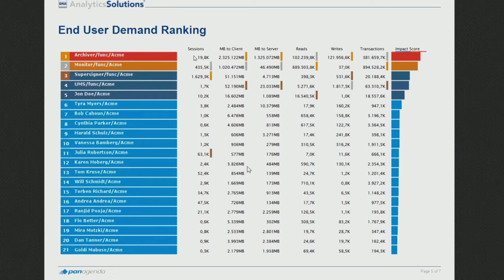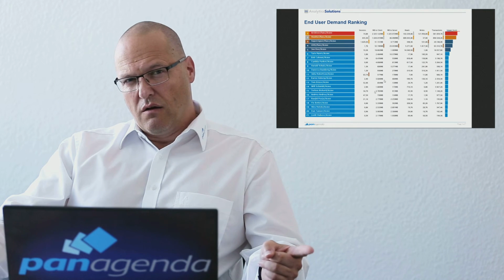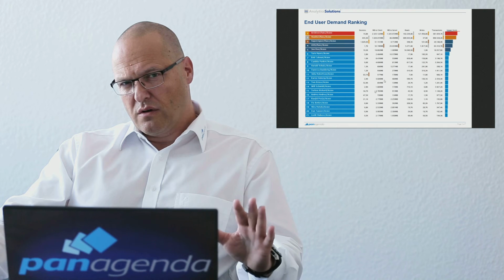So you see the 1, 2, 3, 4, 5, 6 columns where we find how many sessions a user had, how much volume the user downloaded to the client and uploaded to the server, and the count of reads, writes and transactions. And you see that this is pretty much showing the top users, and there's a big difference in single categories between those users. So the top user had 1 million sessions, and the user on rank 21 had just 300. This is the end user view of the report.